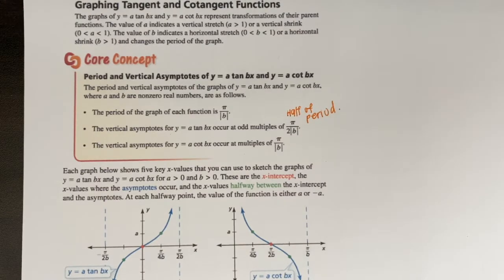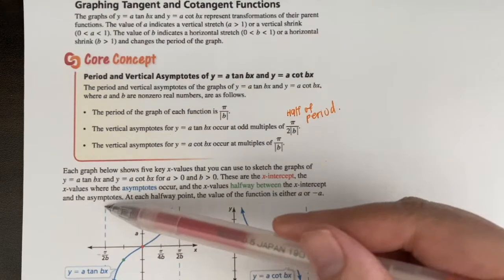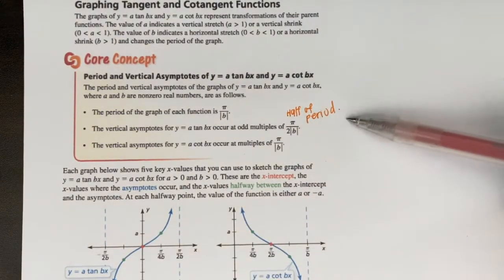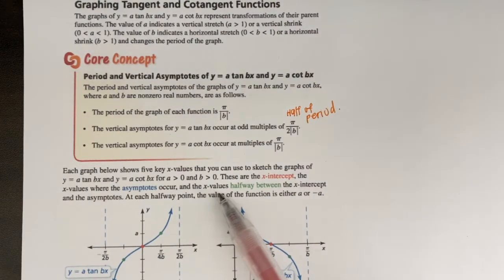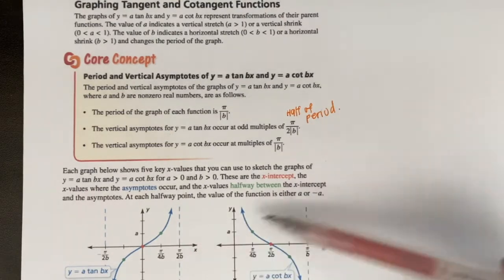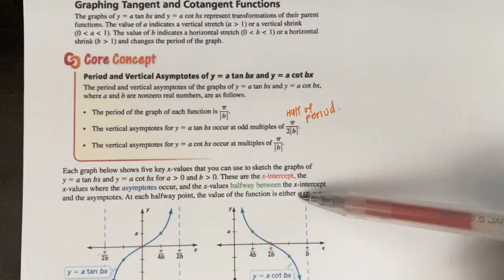When you're graphing your tangent functions, there are 5 key values that you need to use to sketch your graph. You want to graph the x-intercept. These are the x values that make your tangent function equal to 0. You want to graph your asymptotes, which you found in the previous step by taking half of the period. We also want to find the x values that are halfway between the x-intercept and the asymptotes. At each halfway point, the value is going to be either your a value or negative a.